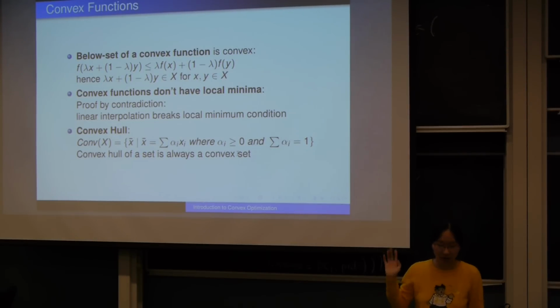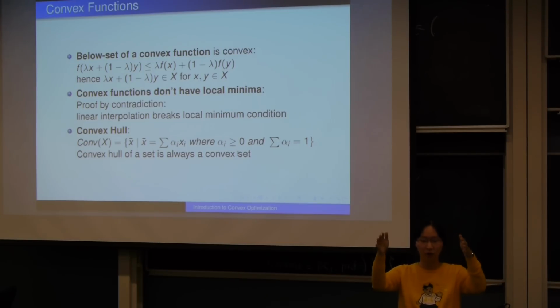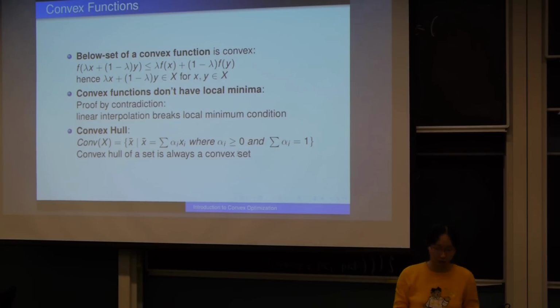Here are some properties of the convex function. First, a below set of a convex function is convex. Here is the proof. A convex function doesn't have a local minimum other than the global one. We can easily prove this by contradiction. Imagine there is a convex function and there are 2 local minima. If we draw a line between these 2 local minima, this line will lie above the function value between these 2 local minima, which is a contradiction to the definition of convex function. A simple example of a convex function would be x squared. So every convex function has a global minimum.